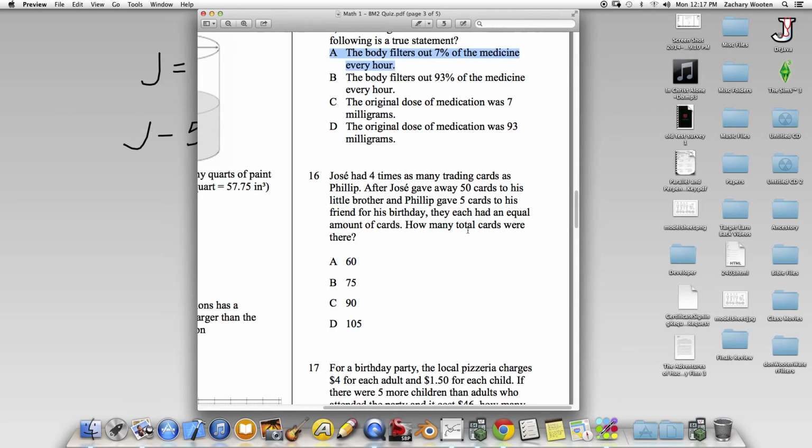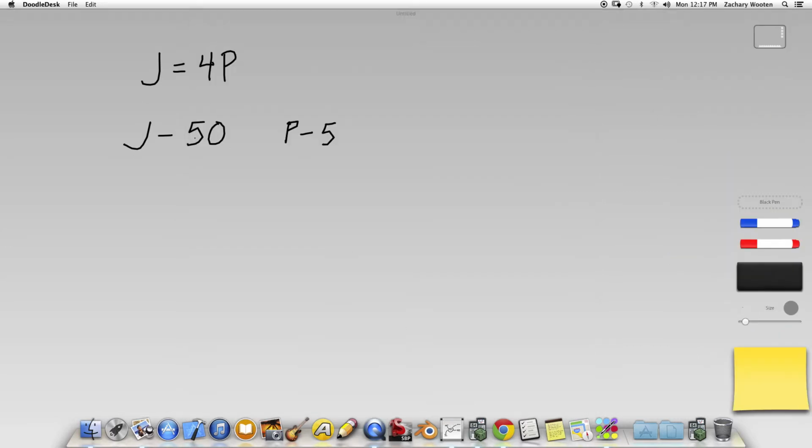And we see that after that happened, they each had an equal amount of cards. That means whatever this number is going to be equal to whatever this number is. So now I've got a system of equations, 2 equations, 2 variables. I should be able to solve this. So let's look at this in a little more detail. If you look at this first equation, I know that the letter J is equal to 4 times whatever the letter P is. That means this is going to be a substitution problem. Now I could use guess and check.